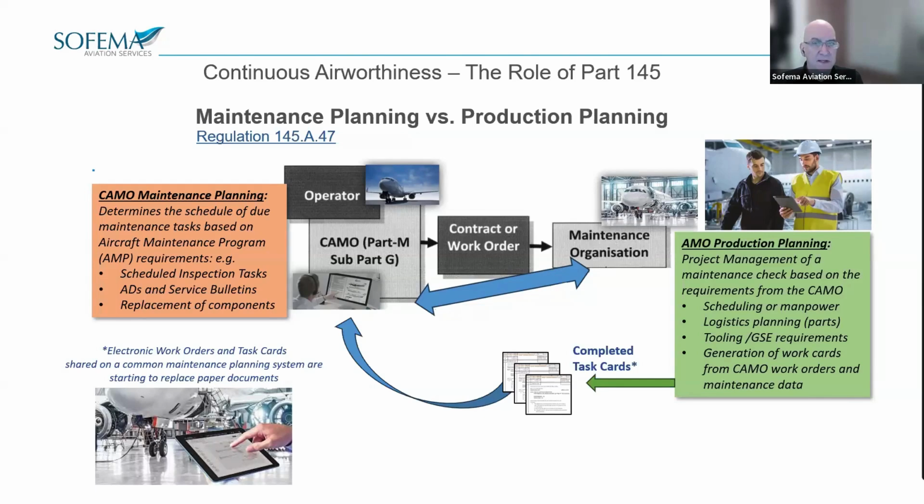The organisation, this is the CAMO, shall provide a common work card or worksheet system to be used throughout the relevant parts of the organisation. Historically, the MRO or AMO may use its own work card system, and the CAMO may have its own work order system, but increasingly they're being merged under a single IT system, a single maintenance control system with digitized maintenance data.